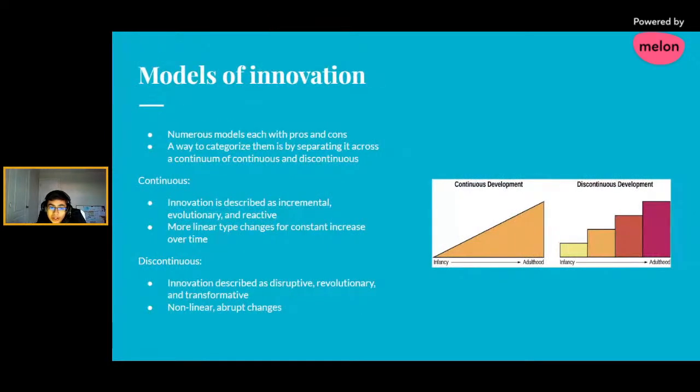Next, the models of innovation. There are numerous models of innovation that each have their separate pros and cons. However, a way to categorize these is by separating them across a continuum of both continuous and discontinuous models. So, a little bit about continuous models is that they're described as incremental, evolutionary, and reactive innovation. As you can see on the right with the diagram, it's a straight linear line. They're more linear type changes for a constant increase over time. However, discontinuous innovation is innovation that is disruptive, revolutionary, and transformative. It's not linear. Instead, it's abrupt changes as shown by the bar graph.